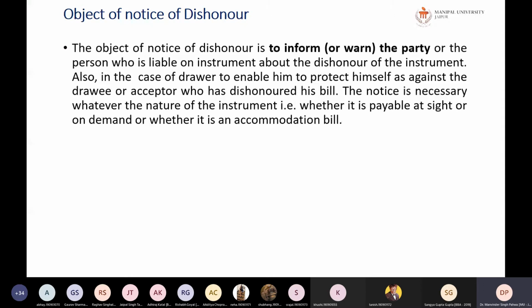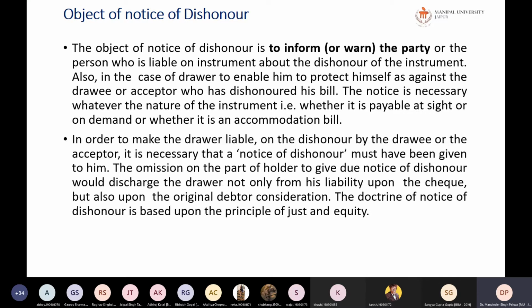Here again it is mentioned that the object of the notice of dishonor is to inform or to warn the party or the person who is liable on the instrument about the dishonor of the instrument. Okay. Also in the case of the drawer, to enable him to protect himself as against a drawee or acceptor who has dishonored the bill. So both things are there. Actually, a notice has to be given in order to enable him also to find out the reason why the bill has been dishonored. It may happen that by mistake the bill has been dishonored by the banker or someone else. So this actually provides the other party an opportunity to see, and an opportunity to repay also, in order to save themselves from legal formalities in future.